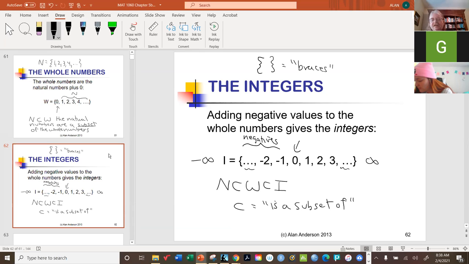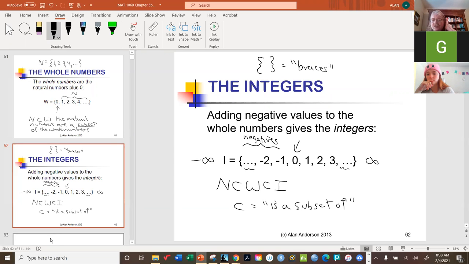Now, you can see that there's still more numbers that are missing. In particular, we don't see any numbers in here that have a fractional component. That will come next. For now, we have only numbers that are whole, in other words, there's no fractional component. And so now we've extended our set to include zero and the negatives.